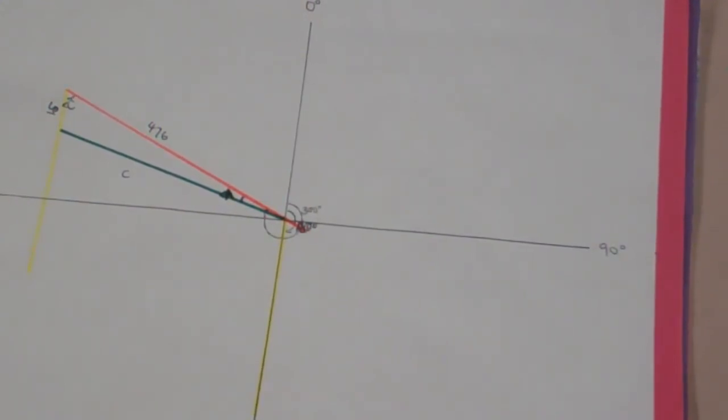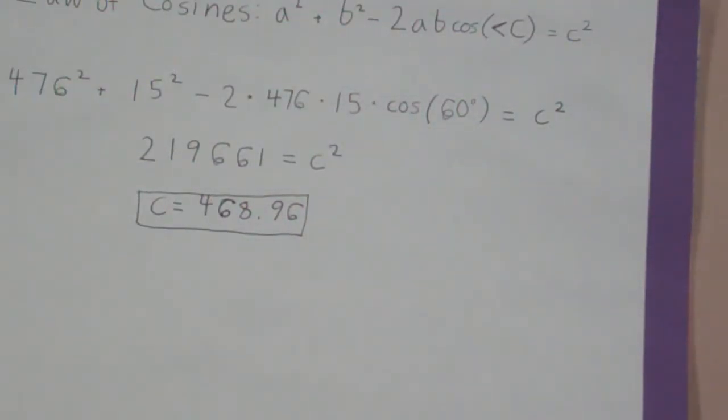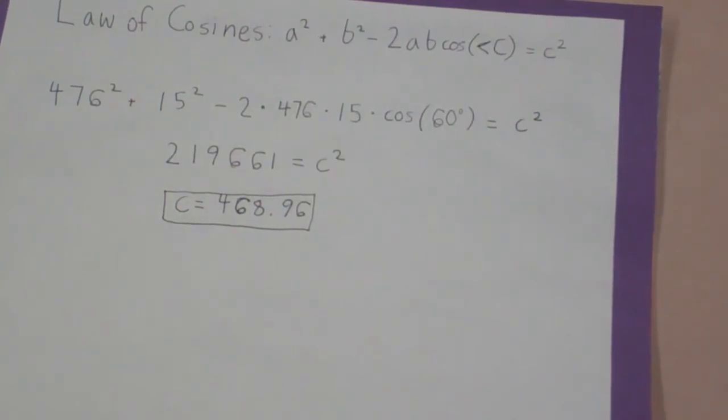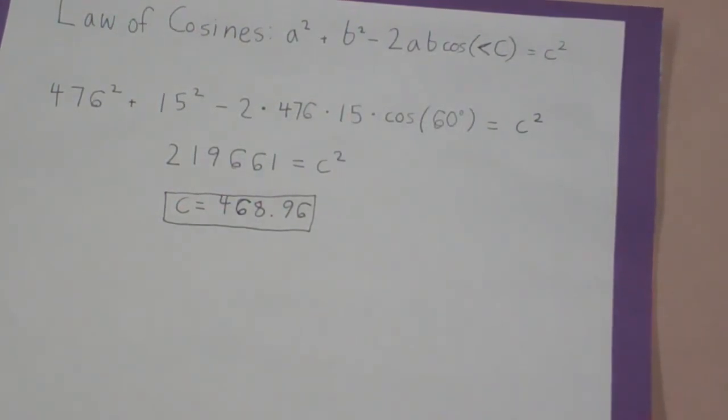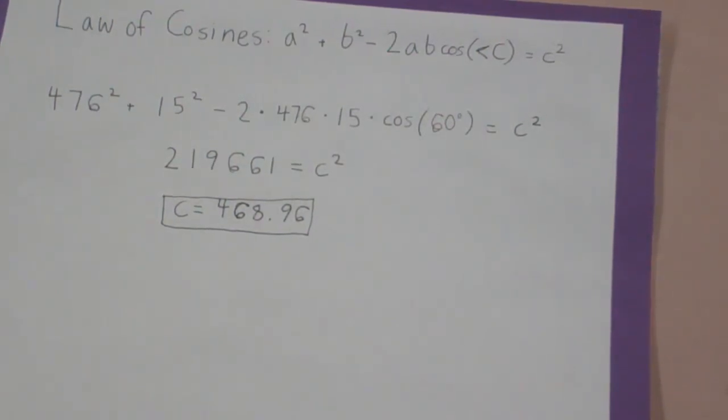Now we can use the law of cosines to come up with the measure of the other side, which is the same as the speed we will have to travel. The law of cosines says that a squared plus b squared minus 2ab cosine of angle C equals c squared. When we plug in our numbers, we get that c is 468.96 miles per hour. Wow, that's the speed we're traveling now.